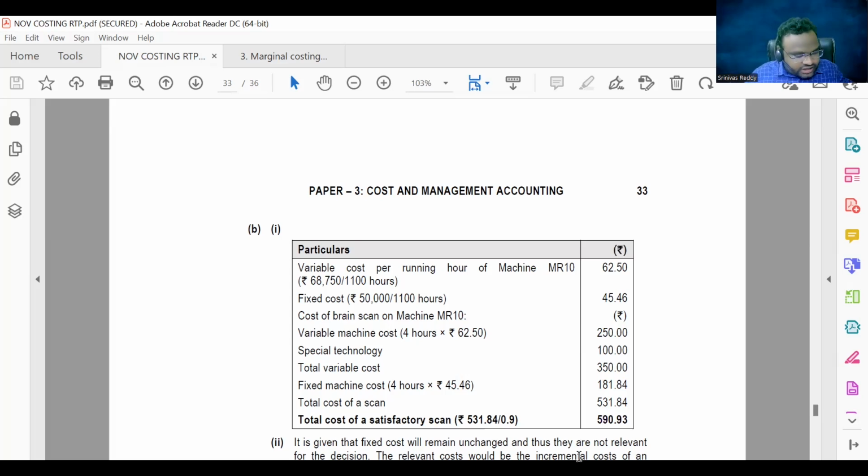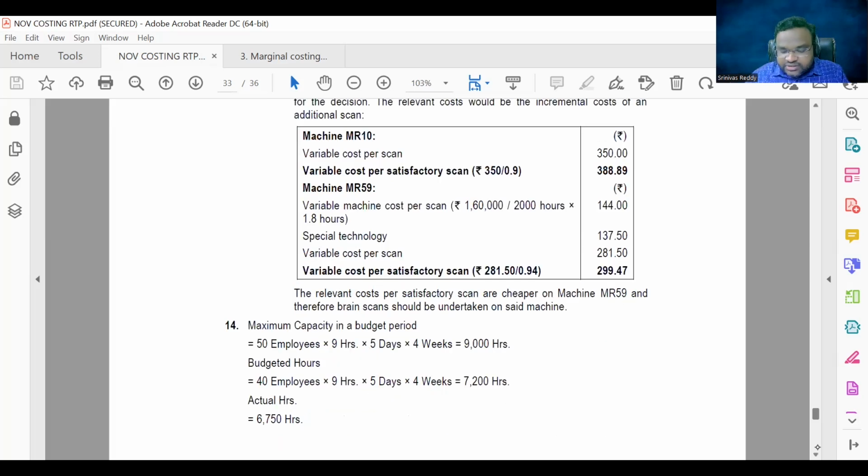Okay, now the second part. What did I ask you? Brain scans can also be done on MR59. It would take only 1.8 hours per scan with a reduced reject rate of 6%. However, the cost of the special technology would be 137.5, whereas earlier it was 100. Advise which type of machine should be used, assuming sufficient capacity is available on both types of machines. Consider that fixed cost will remain unchanged.